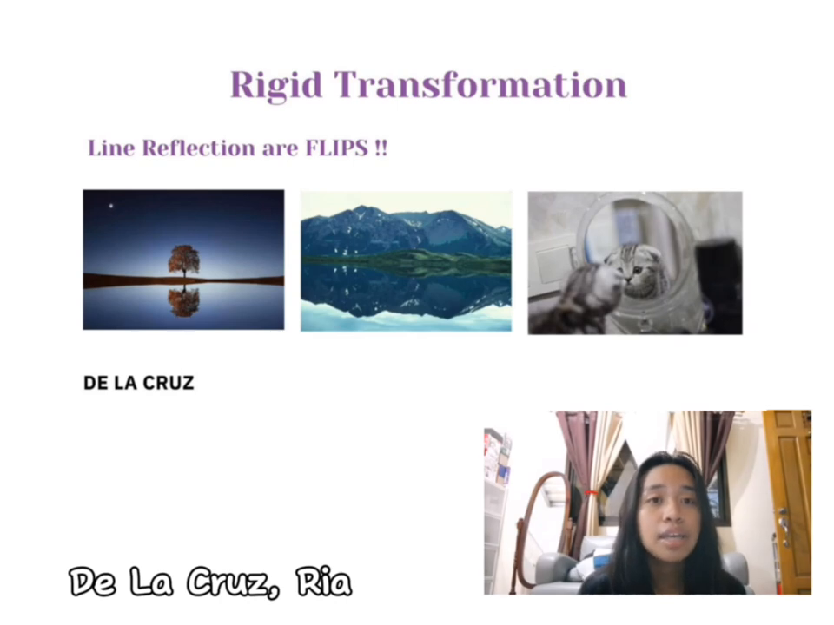As in example number 3, the reflection of the cat in the mirror has no changes at all, which is the same size and same shape as it is reflected in the mirror.